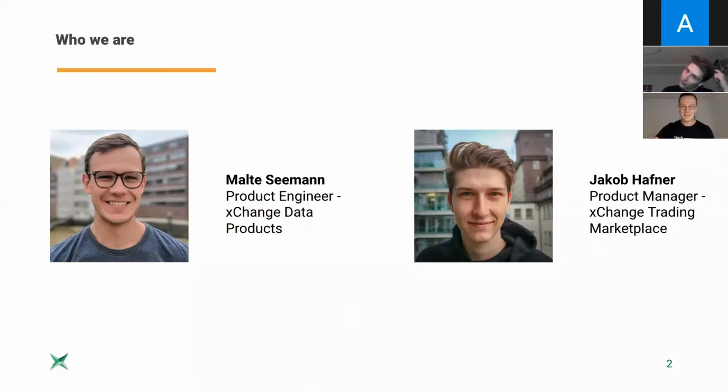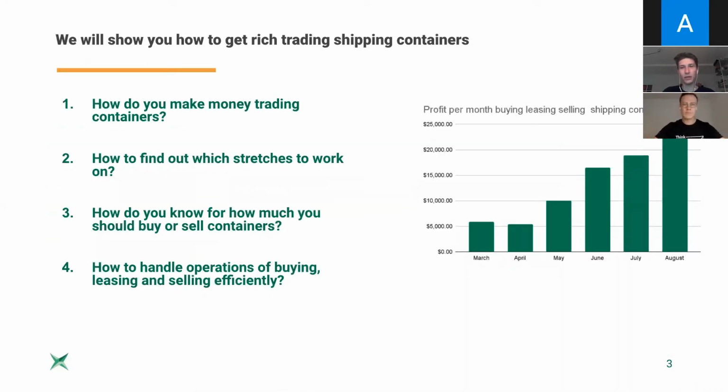Awesome. So maybe a few quick words for the agenda first. I want to guide it along a few key questions. First one, fairly straightforward: how do you actually make money trading containers? And then, looking a bit ahead, how do you find out which stretches to work on and which works best to make the most money trading containers? Then, in the data insights direction, how do you know how much you should sell or buy a container for? And as the last step, how to operationally handle everything connected to buying, selling, leasing containers efficiently. And a quick teaser for a small example at the end. I'm going to talk about that in the last slide. So let's jump right into it.